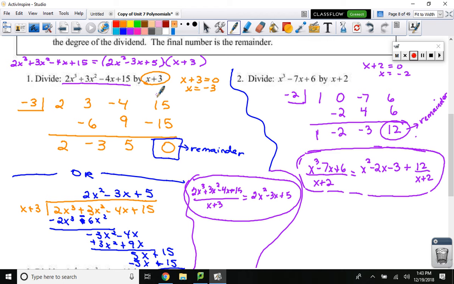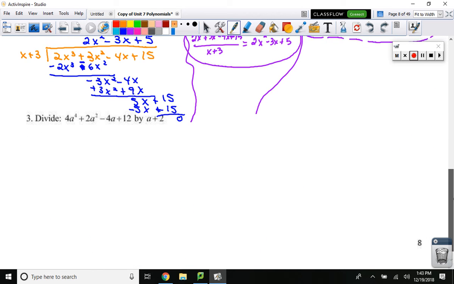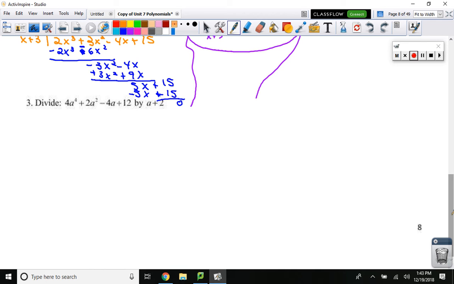Okay, I think that's way more in depth than we need to be, but okay. Questions on how we did this? All right, let's try another one. I'll let you guys do this one. What's going in the box? -2. And then just make sure you got all the things you need.